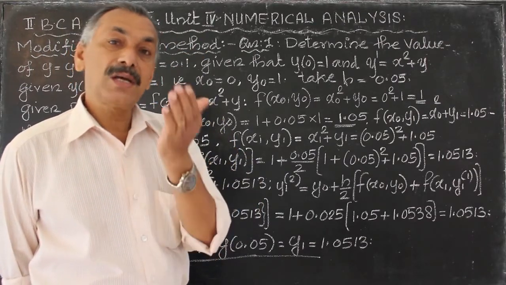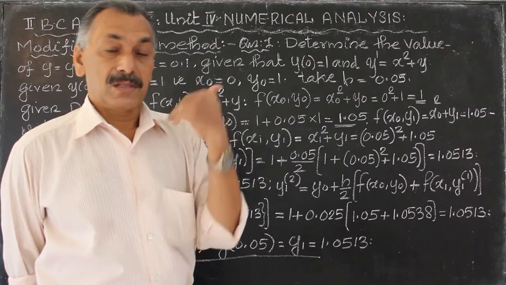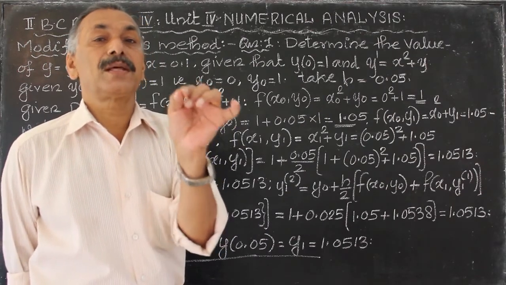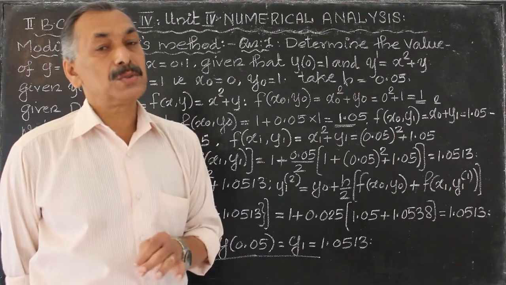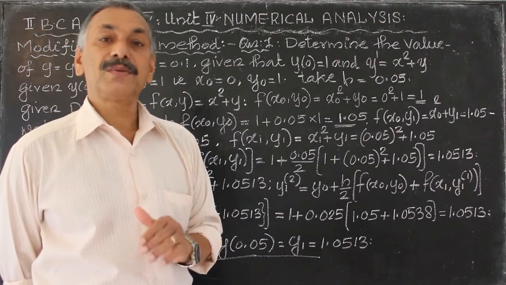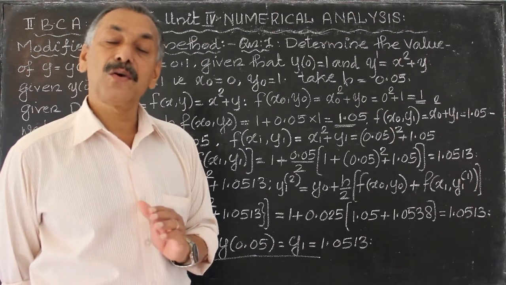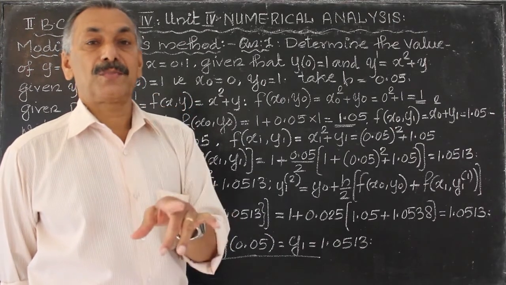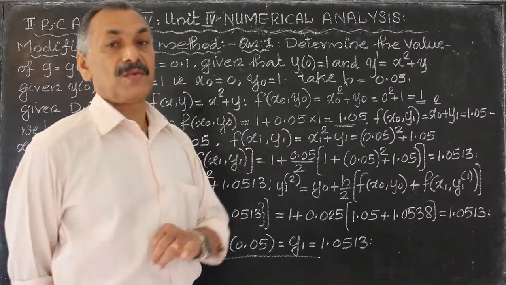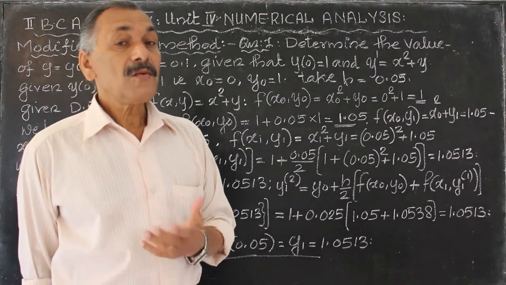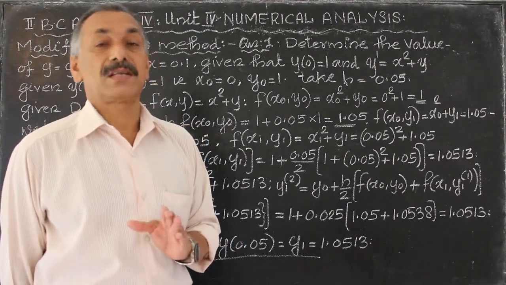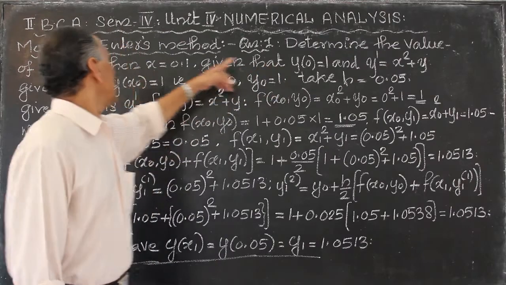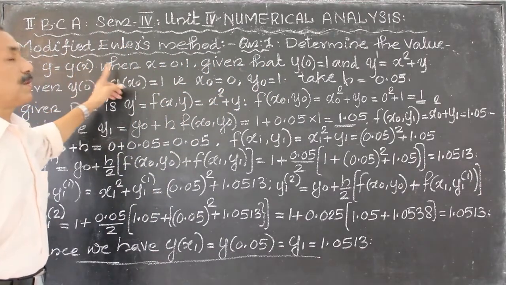Similarly, for the solution at the point x2: x0 is given, then x0 plus h is x1, and then x2. The value of the solution y of x2 is y2, which is y1 plus h into f of x1, y1. Then y2 is iterated to get y2,1, y2,2, etc. That is the modified Euler method.